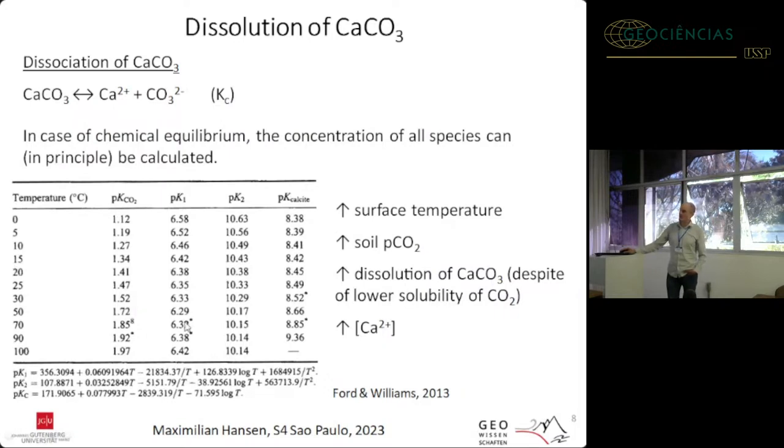What we can learn from that is that if you have higher surface temperatures, you get higher CO2 values in the soil due to the higher productivity of the soil, and also higher dissolution rates of calcium carbonate, despite the lower solubility of CO2. But the CO2 will be very, very high compared to cold regions. And of course, the concentration of calcium ions inside the solution will also be higher at higher temperatures.